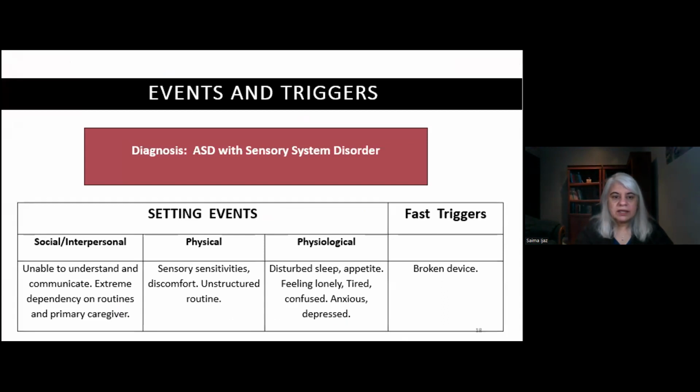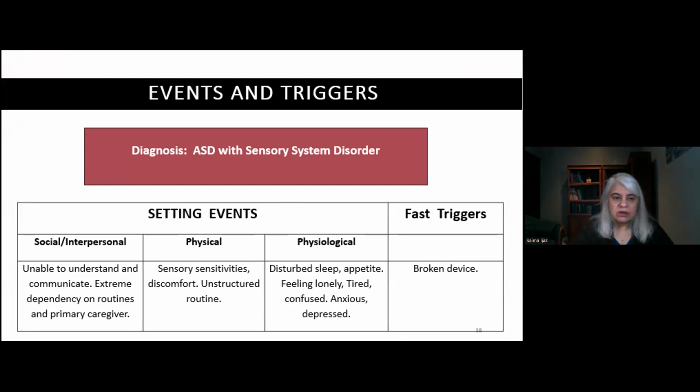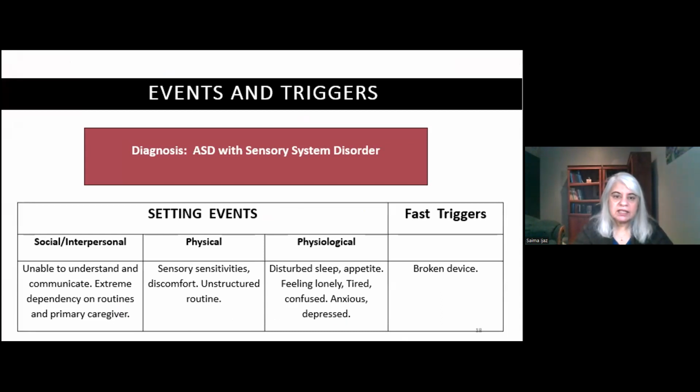Now let's look at the risk factors and the setting events for the problem behavior with a different perspective. The child has a diagnosis of autism spectrum disorder and has an intense sensory system disorder, which has two components. Sensory processing deficits, meaning that he can't make sense of what is being said and shown to him, so he's unable to comprehend, communicate, or learn in his current setup.